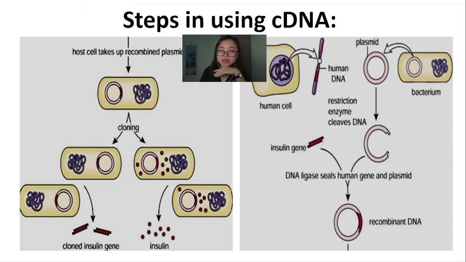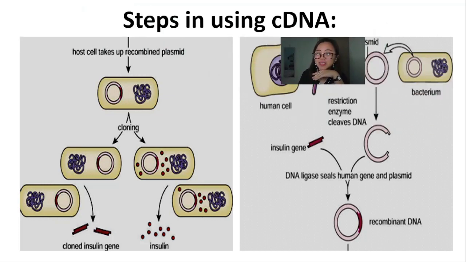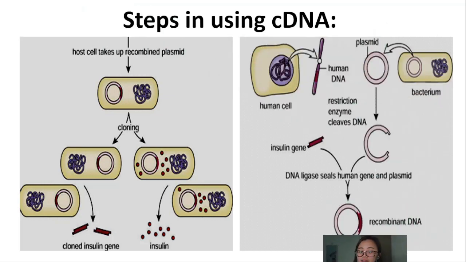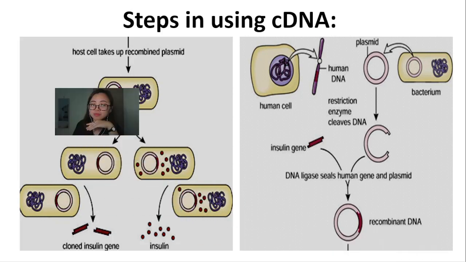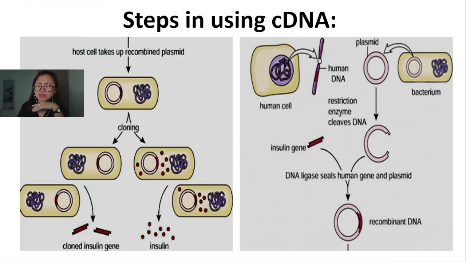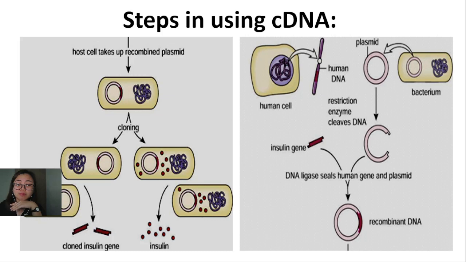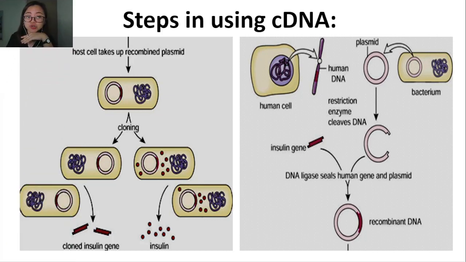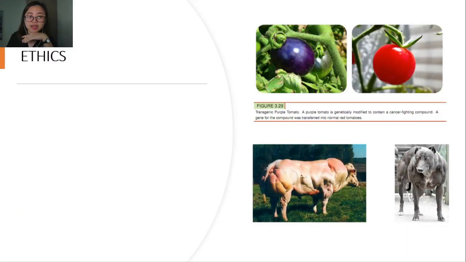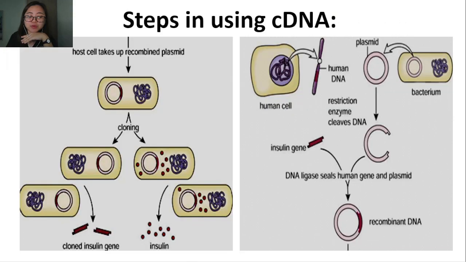Okay, so mula dari sebelah kanan ni, cDNA dihasilkan dengan cara ni, dimasukkan ke dalam plasmid untuk jadi recombinant plasmid, recombinant plasmid dimasukkan ke dalam E. coli, E. coli membiak dan menghasilkan insulin protein. Okay, so that is pretty much it for production of insulin using cDNA.